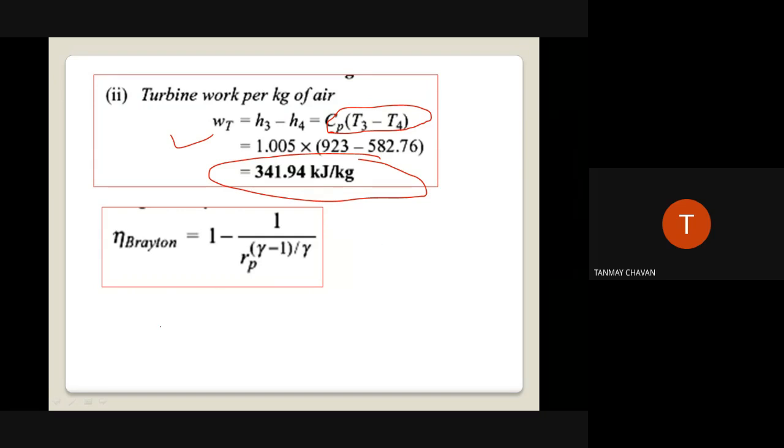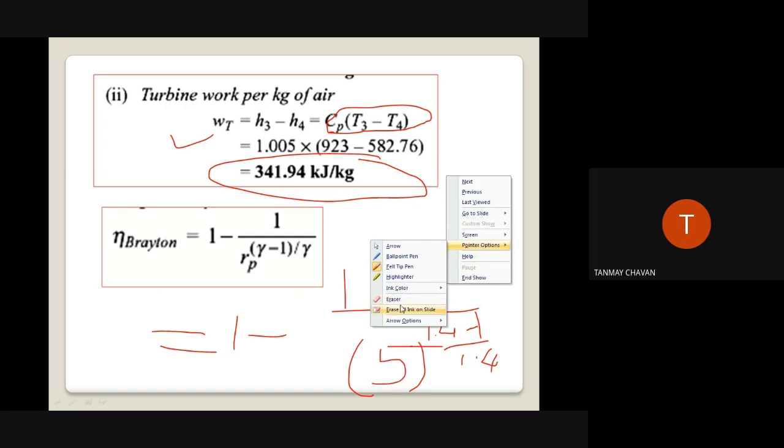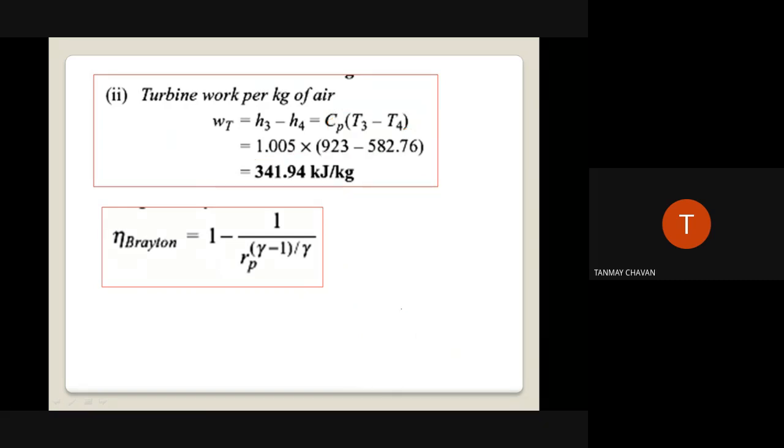Okay, and then find out the efficiency of this cycle. So Brayton cycle efficiency is given by 1 minus 1 upon Rp raised to gamma minus 1 upon gamma. So 1 minus 1 upon 5 raised to 1.4 minus 1 upon 1.4. Find out the efficiency. This is called the air standard efficiency. Whatever formula we are using, it is called the air standard efficiency.